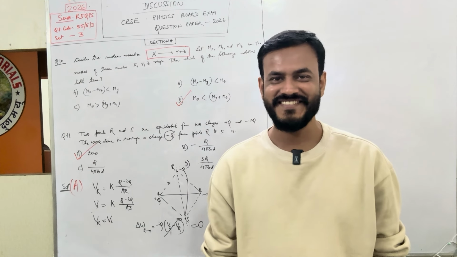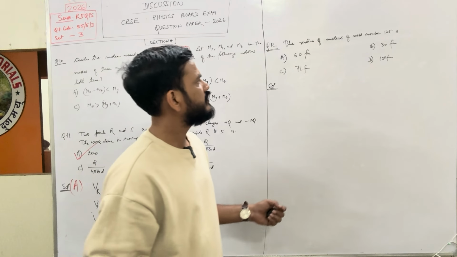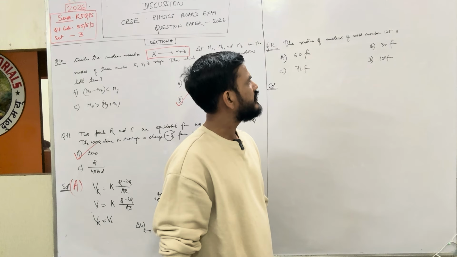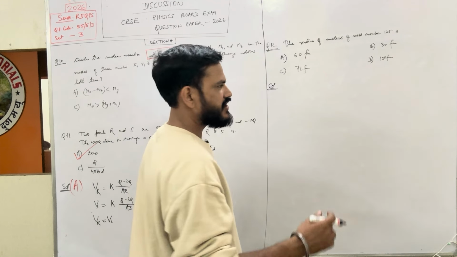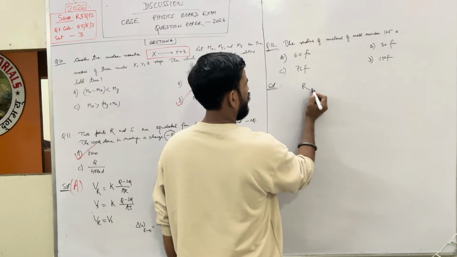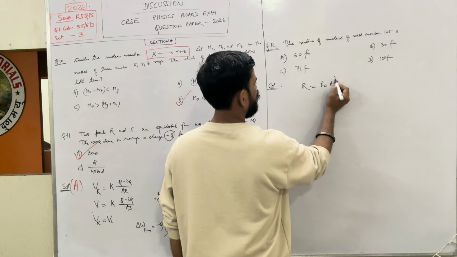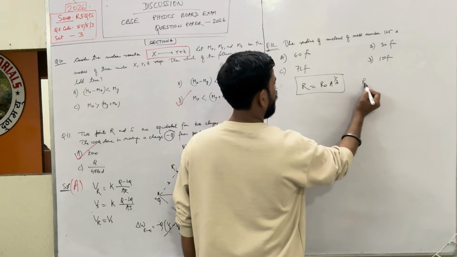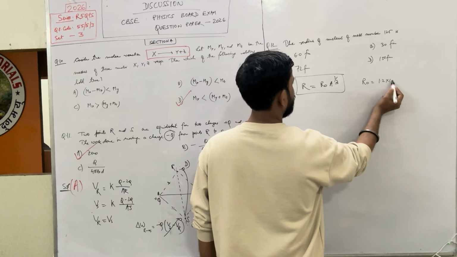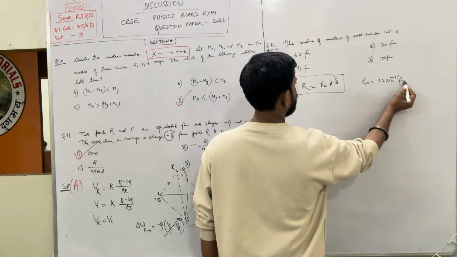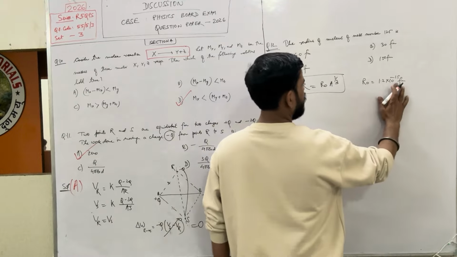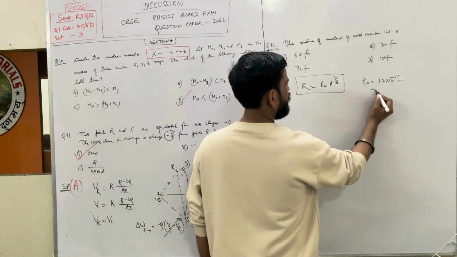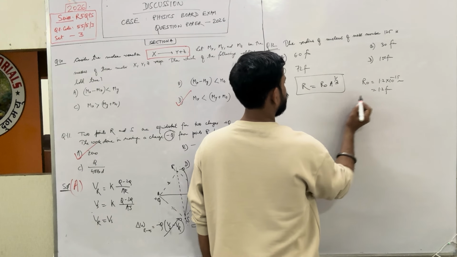Interesting. Question: we have to find out the radius of a nucleus whose mass number is 125. So the relation goes like this. R is equal to R naught A to the power 1 by 3, where A is the mass number. Now the value of R naught is 1.2 times 10 to the power minus 15 meter, or just 1.2 femtometer. So we'll take 1.2 femtometer.